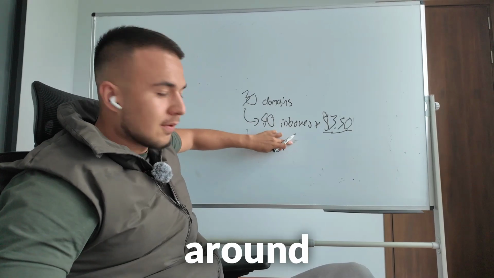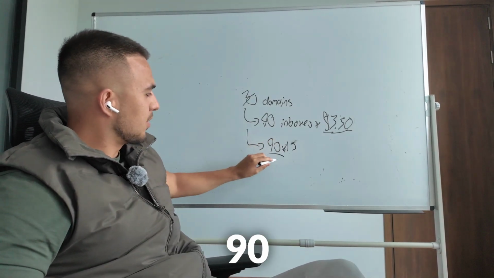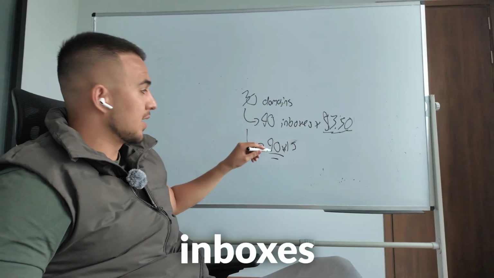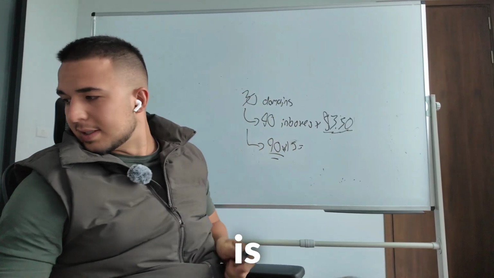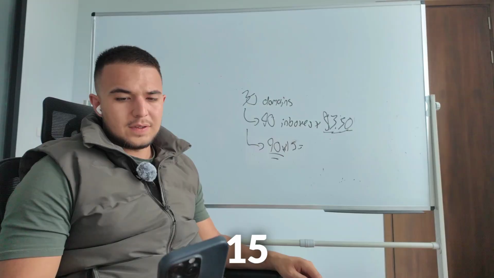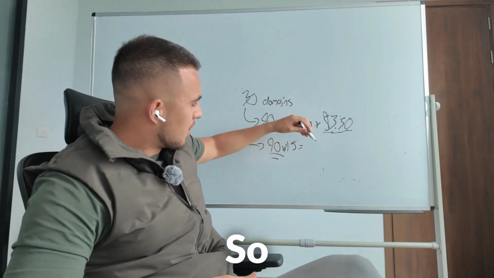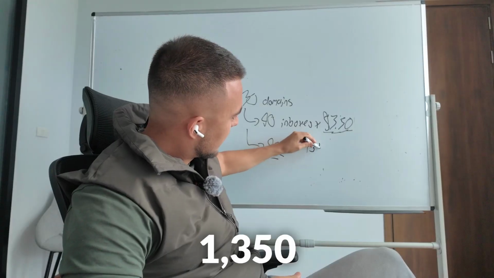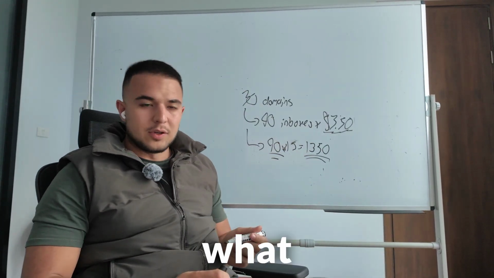You'd be sending around 15 emails per day per inbox. So you have 90 inboxes, 30 domains, so 3 inboxes per domain, sending 15 a day equals, let me work that out. 15 times 90 is 1,350. So 1,350 emails per day is what you'll be sending for that.